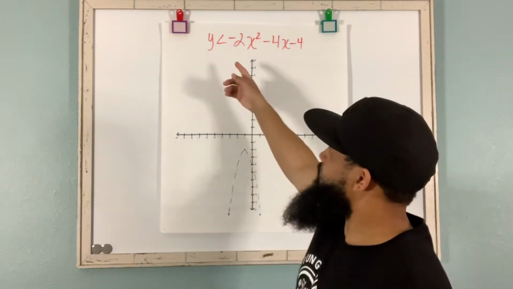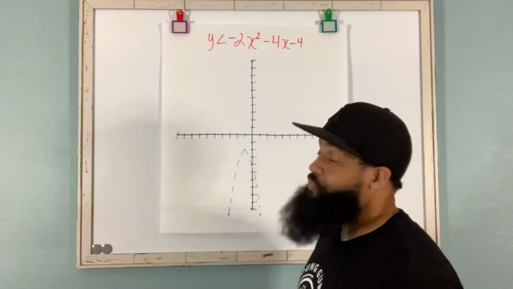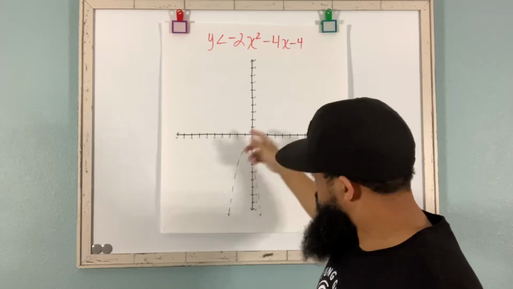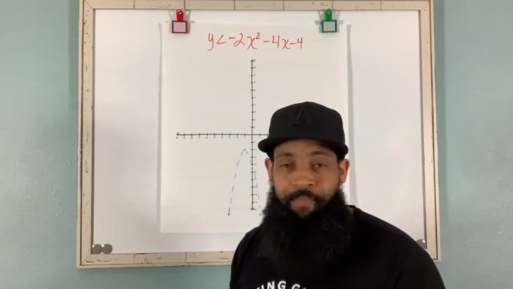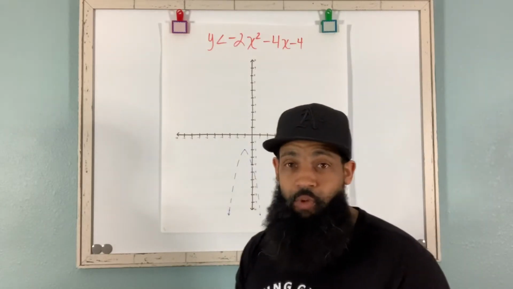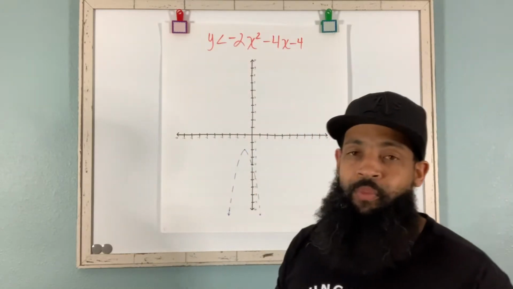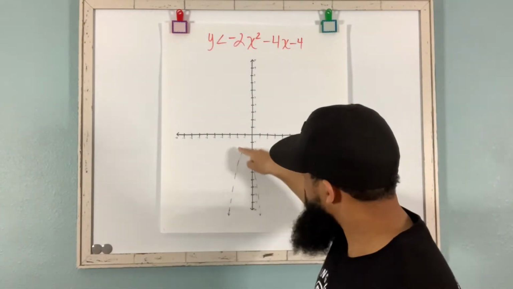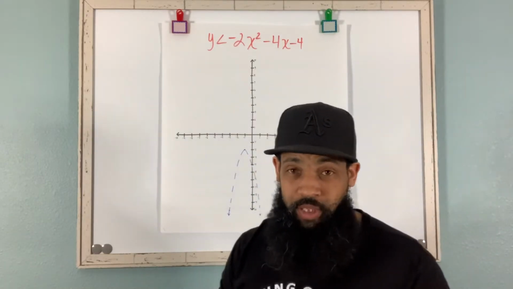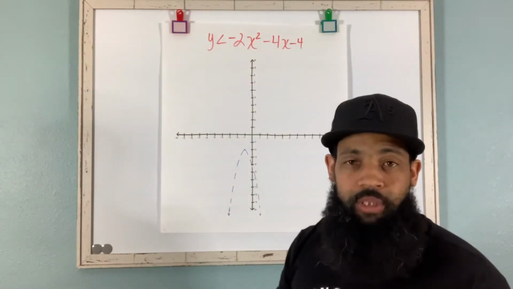So here in this example, I have y is less than negative 2x squared minus 4x minus 4. So as you can see, I have this parabola graphed as if it was just y equals negative 2x squared minus 4x minus 4. But notice, here's the thing. Since it's less than, we know that any point on that parabola is not part of the solution. So it's a broken parabola, or dashed, however you want to describe that.